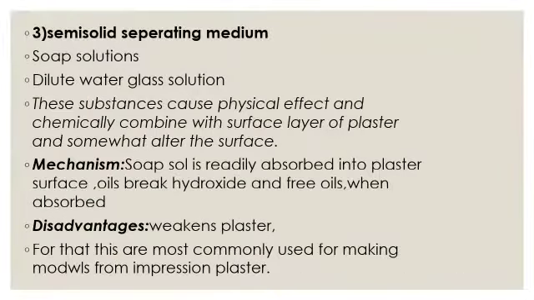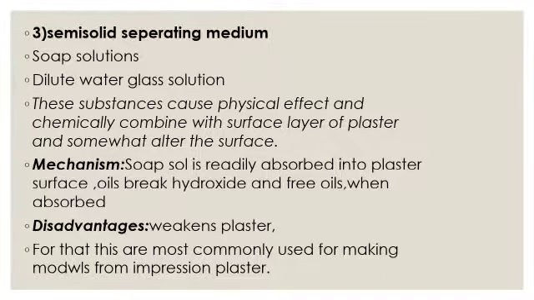And coming to third, that is semi-solid separating medium. That is soap solution, dilute water glass solution. These substances cause physical effect and chemically combine with the surface layer of the plaster and somewhat alter its surface. And the mechanism in soap solution is it is readily absorbed into the plaster surface. Oil breaks the hydroxide and frees oils when absorbed. Then disadvantage is it weakens the plaster, and for that these are most commonly used for making the models from the impression plaster.